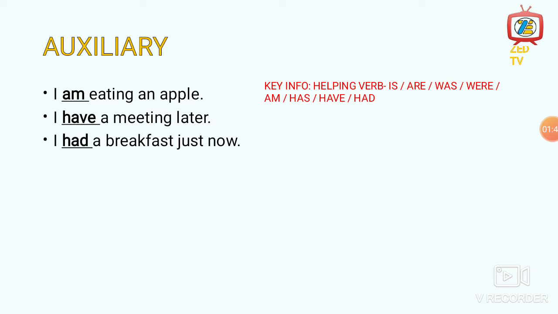Secondly, we have auxiliary verb, which also known as helping verb. Imagine if you don't have auxiliary verb in a sentence, the subject will not be connected to the object. Thus, the meaning will never be understood by others. With auxiliary verb, we can write sentences in different mood, voice and tenses, like the present tense and past tense. For example, I am eating an apple, I have a meeting later, I had a breakfast just now. Other than this example, is, are, was, were and has are also considered as auxiliary verbs.